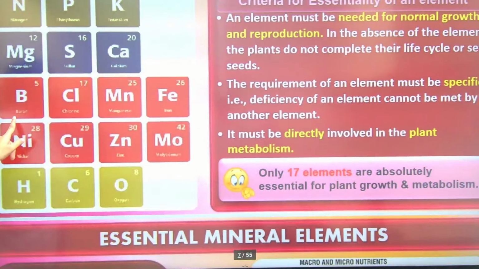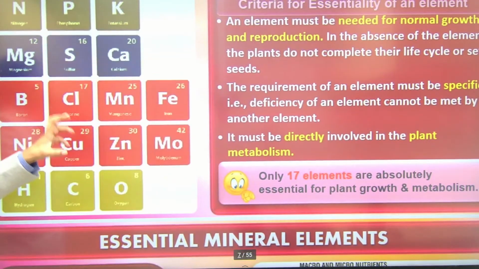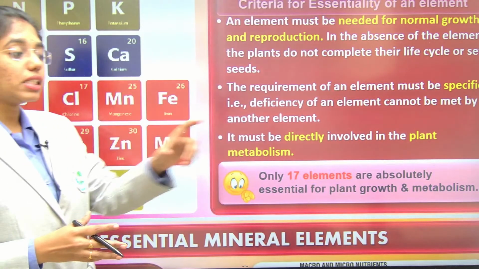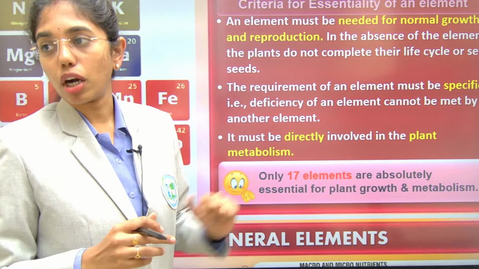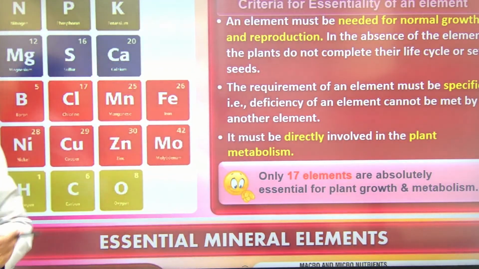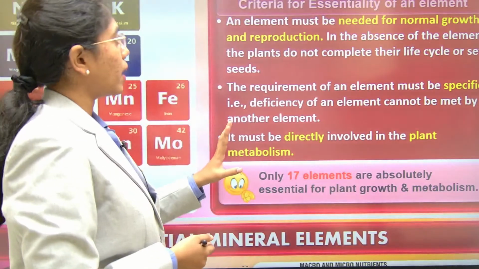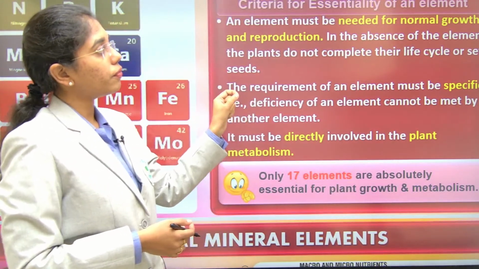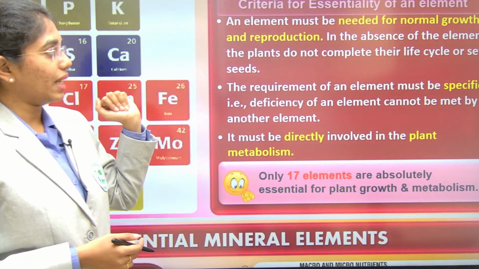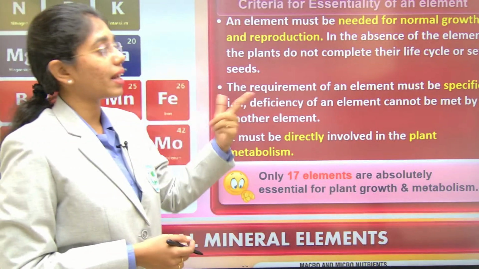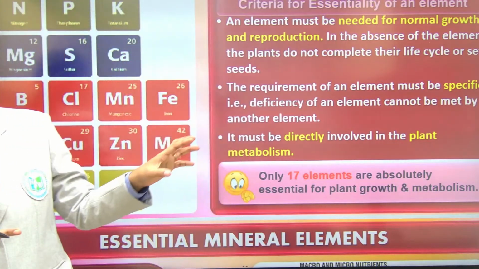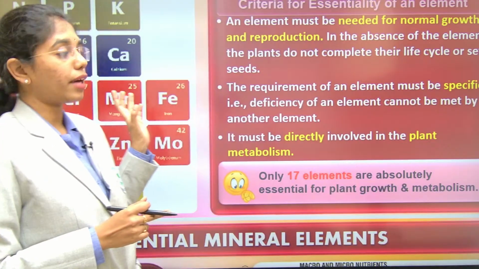Okay, so what is the criteria for essentiality of any element? What is the major criteria that we use to say this is an essential element and this is not? Criteria for essentiality of elements, important. We can get statement based questions. Look at it carefully. An element must be needed for normal growth and reproduction. In the absence of this element, the plant does not complete its life cycle or set seeds. In such a case, we can say the element is essential for plant growth and development.